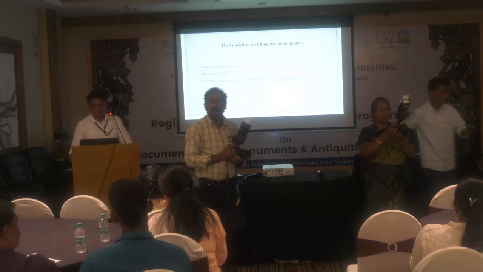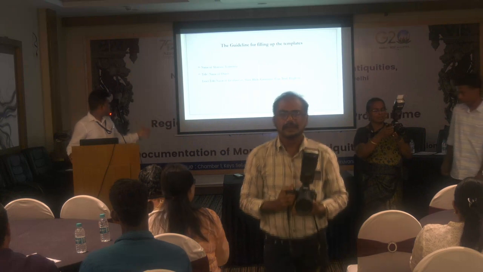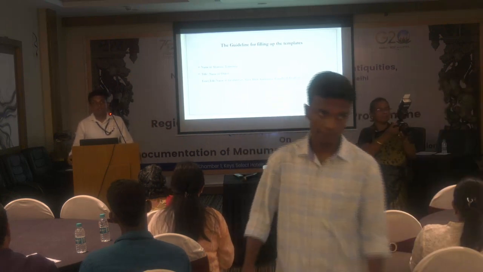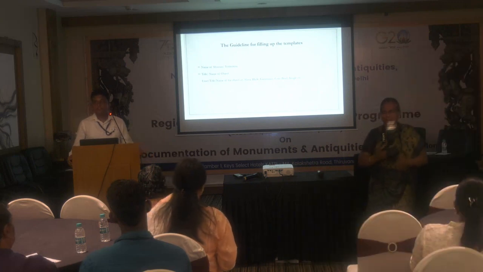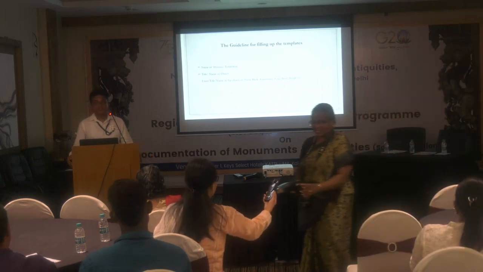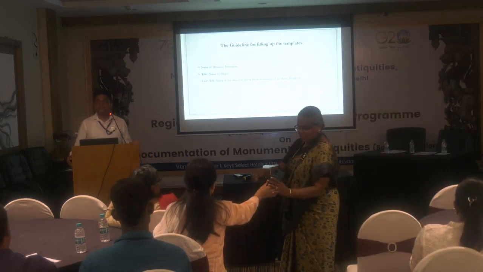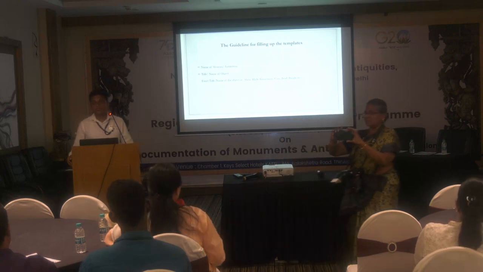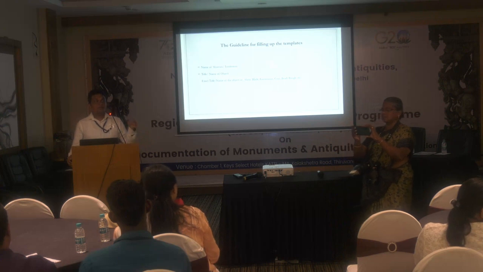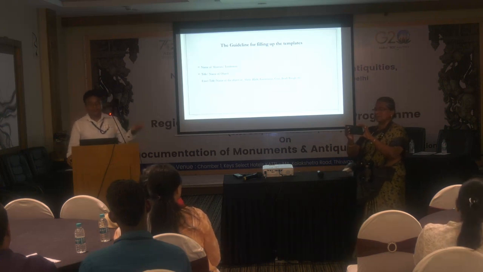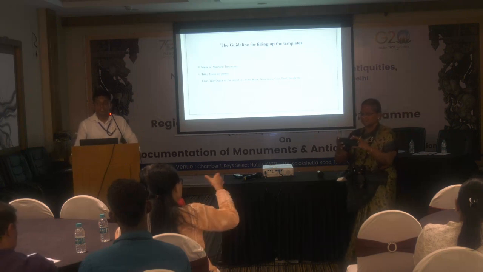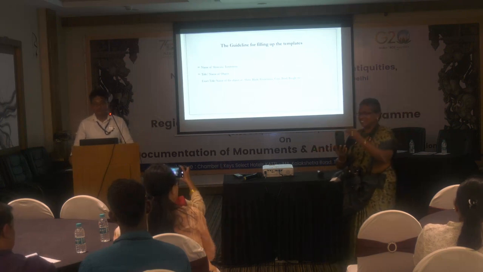So the first parameter is name of the museum or institution. Which museum or institution is doing this antiquity documentation? That institution name will be in this column. For example, Chennai Circle or Amravati Circle or Fort Museum, or any institution or museum doing documentation, that museum name will be in that column.